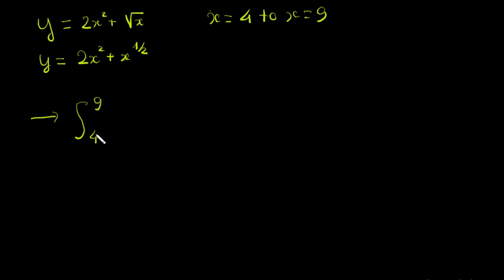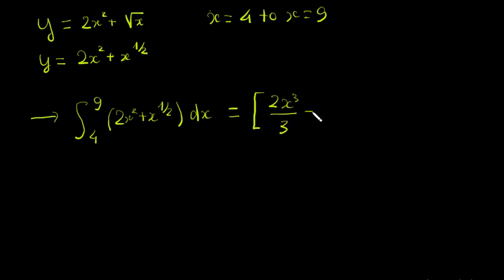9 is my upper limit and 4 is my lower limit. And then I will put y in here, which is 2x squared plus x to the power 1 over 2, dx. This equals, we give a square bracket here, and then we integrate, which is 2x cubed over 3 plus x to the power 3 over 2 over 3 over 2, because 1 over 2 plus 1 is 3 over 2. Here's 9 and here's 4.